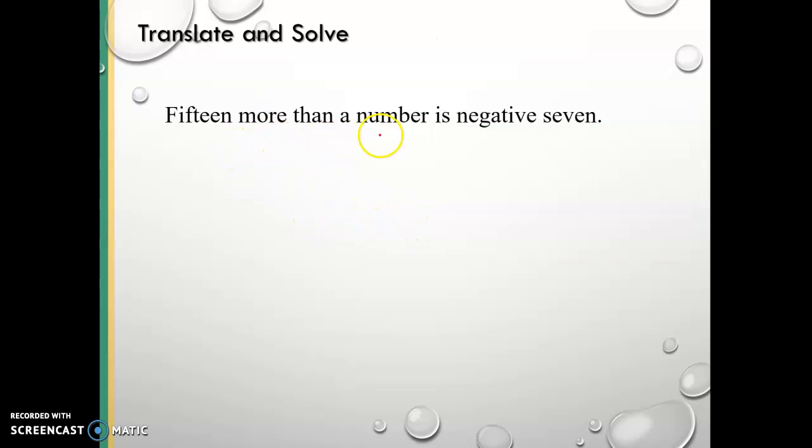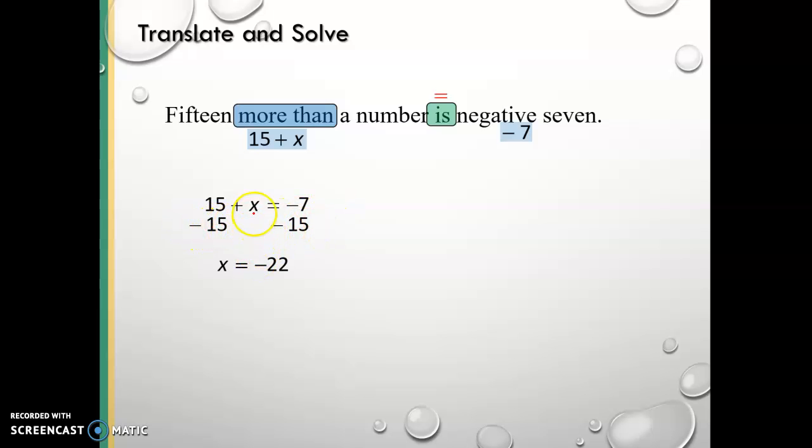For example, we have 15 more than a number is -7. So 15 more than a number: more than is plus, and a number can be x, so x plus 15 or 15 plus x, and then equal to -7. So 15 plus x equal to -7. If we solve this one, to isolate x, we have to subtract 15 on both sides, and it becomes x equal to -22. And that's your x already.